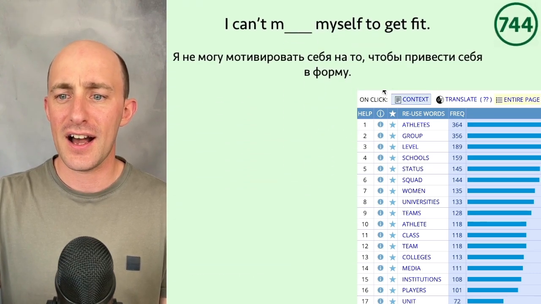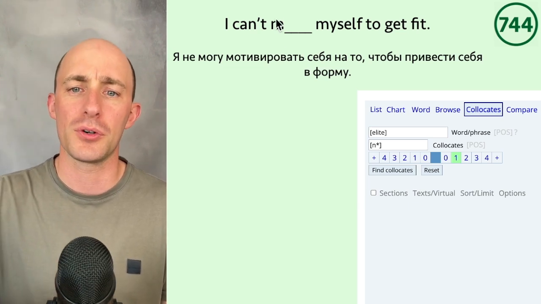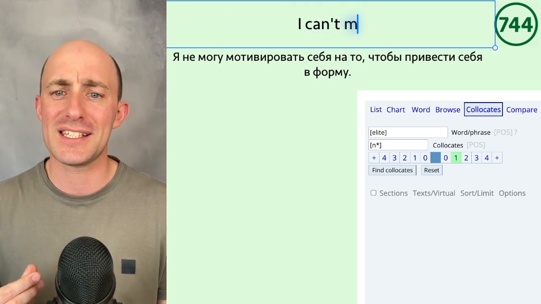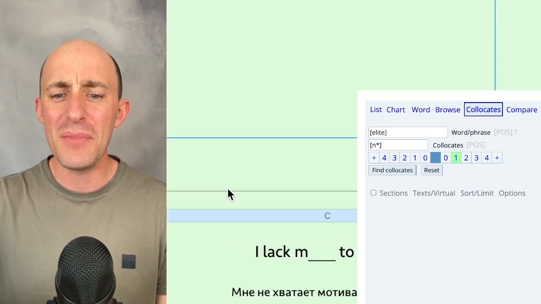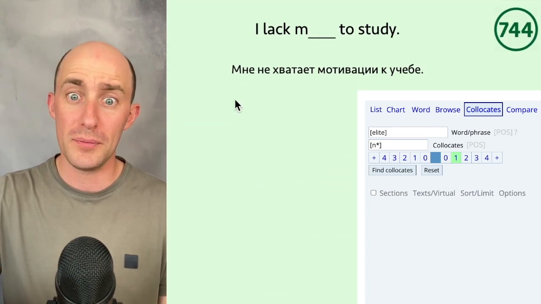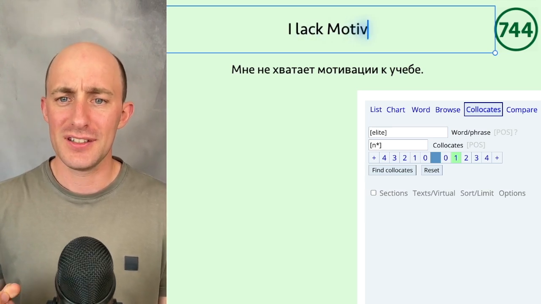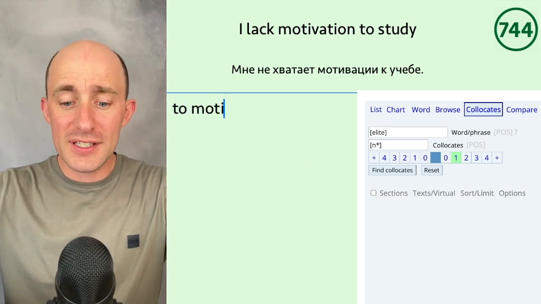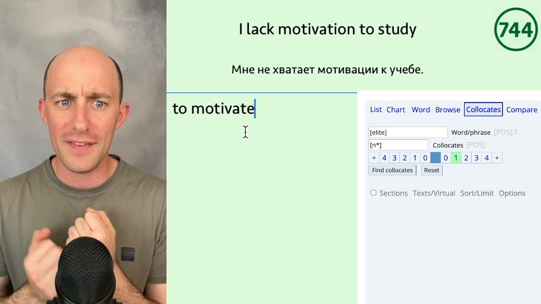Next. Я не могу мотивировать себя на то, чтобы привести себя в форму. Мотивировать, motivate. I can't motivate myself to get fit. I can't motivate myself. Мне не хватает мотивации к учебе. I lack motivation to study. So, to motivate, on the first syllable, motivate. Remember to put a w in there.